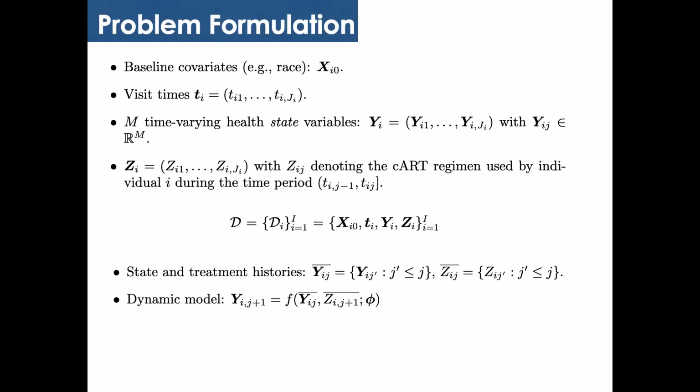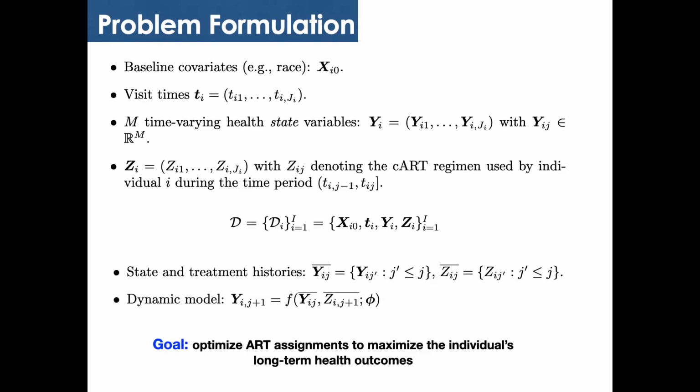And also we introduce this y bar and z bar. We follow the dynamic treatment regime tradition. So we use y bar and z bar to denote the history of the health state variables and also treatments up to visit j. And because we are learning a dynamic model, we assume yi,j+1, conditional on the whole past history of y and z, follows this dynamic model. Okay, so our goal is to optimize ART assignments to maximize the individual long-term health outcomes.